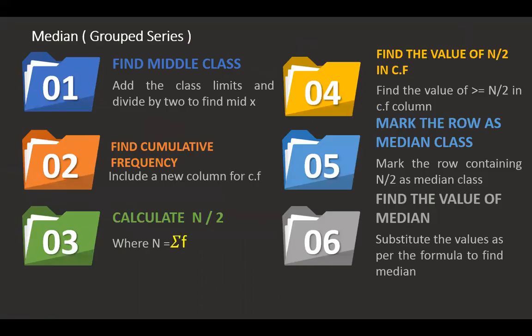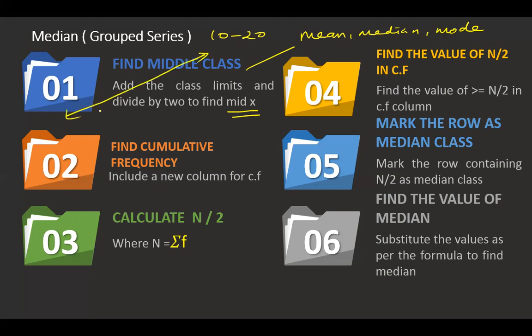So what are we going to find out? First find the middle value. For example, if it is 10 and 20, add these two and divide by 2 to find the value. If you want the mid-value, you can find it out; otherwise it is not necessary. Adding the class limits and dividing by 2 to find the mid-value will be useful when we have a sum to find the mean, median, and mode together. If it is given separately to find only the median, you can omit this step.